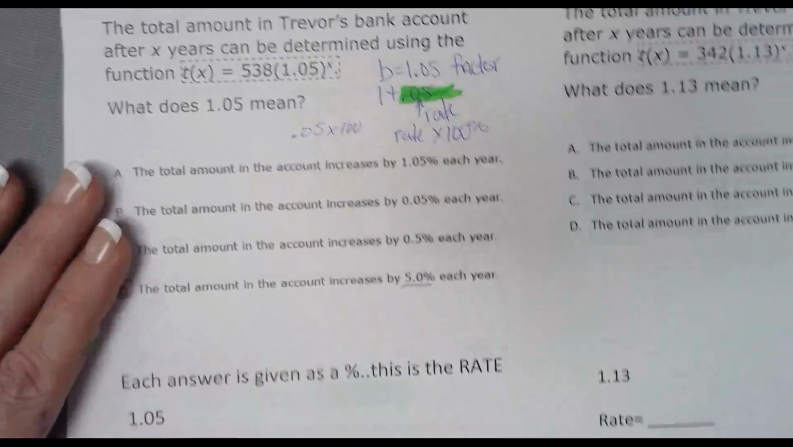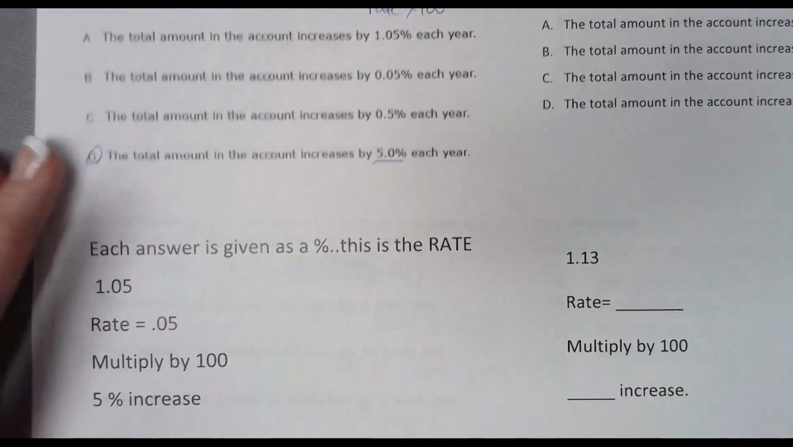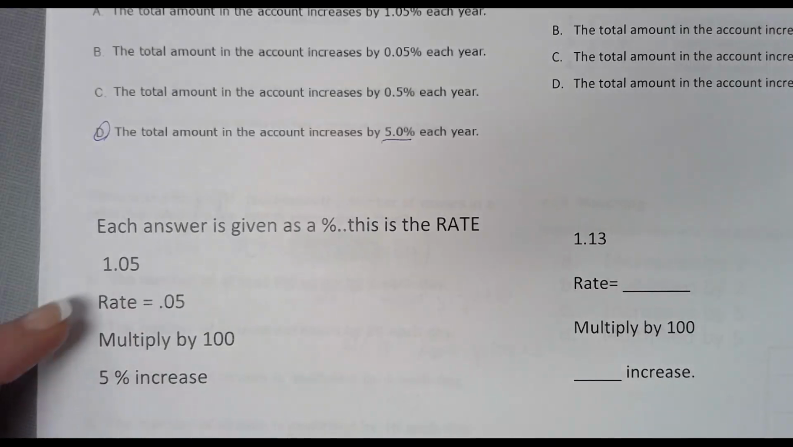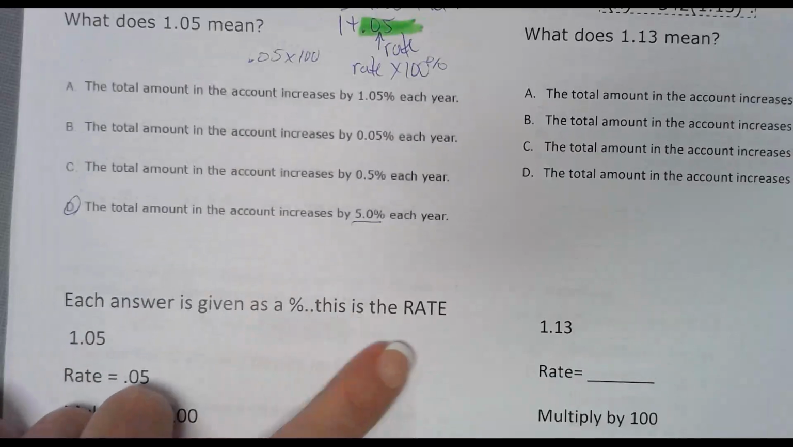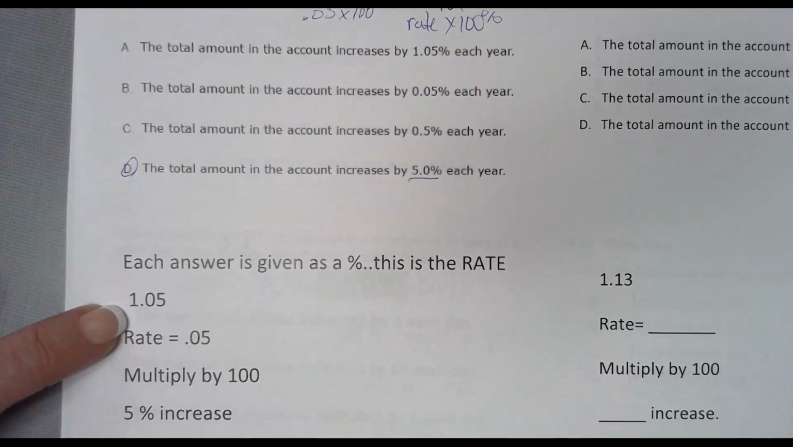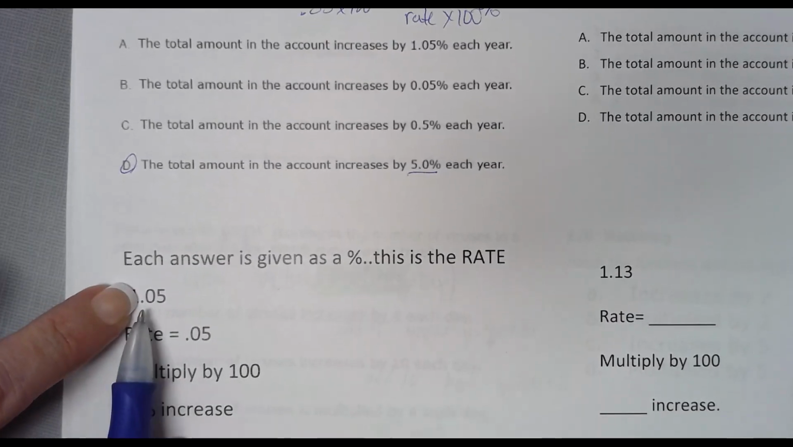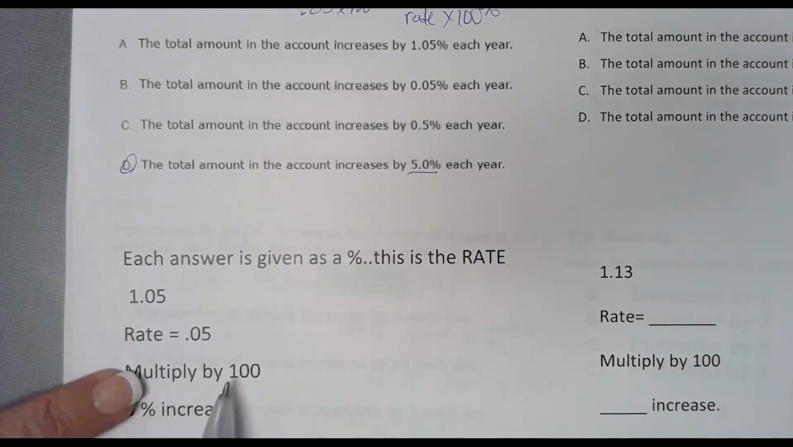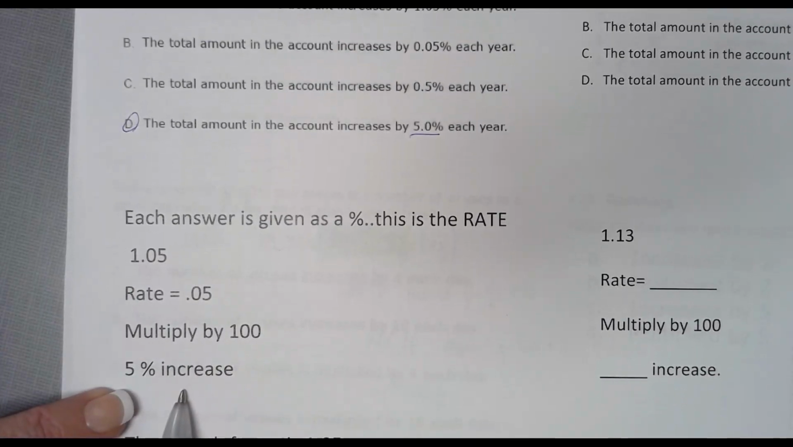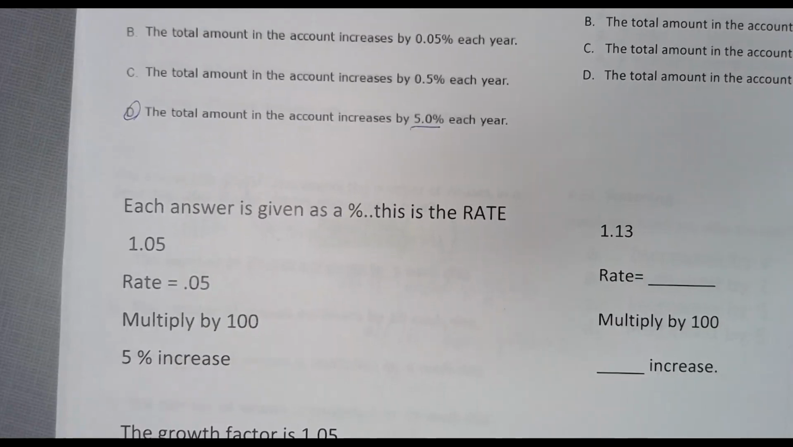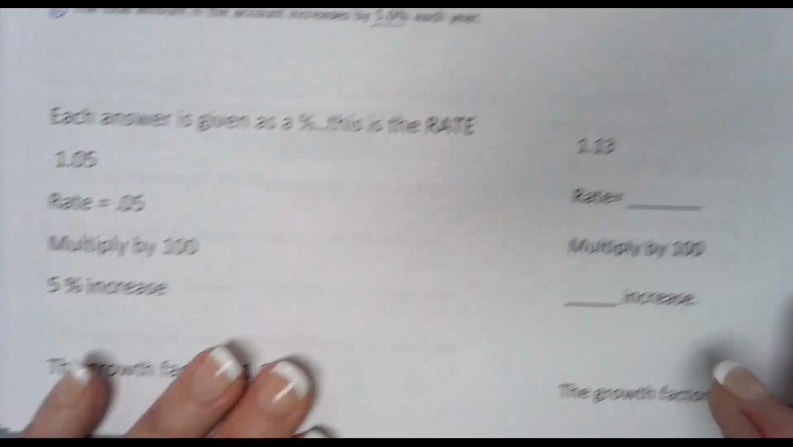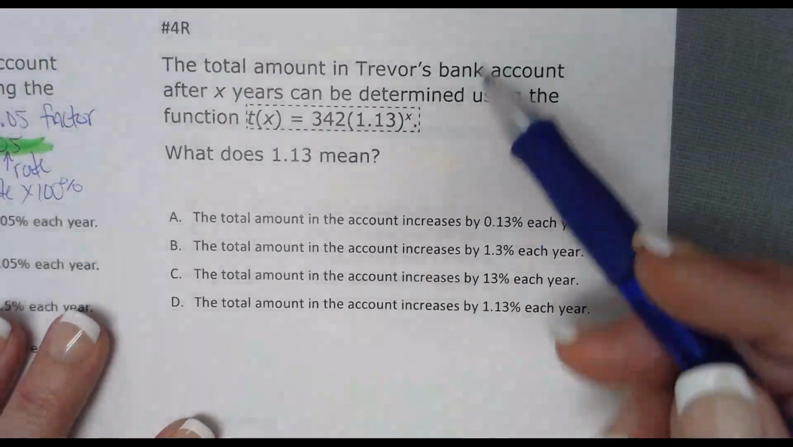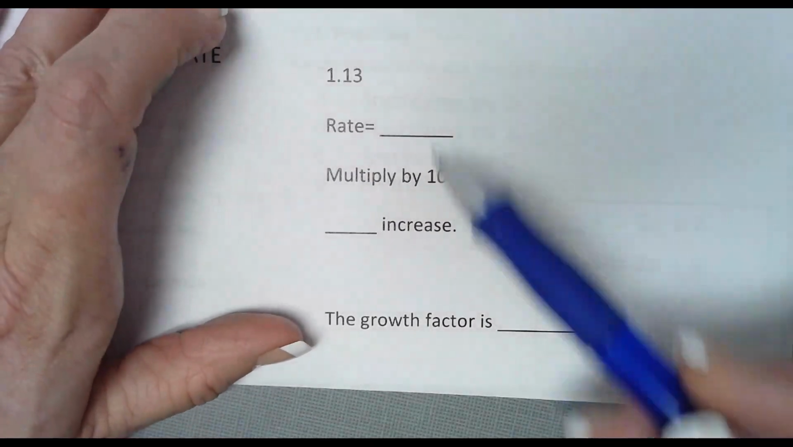Okay? Now I've gone a little step further here for us to fill out some stuff. Notice each answer is given as a percent. This is the rate. So I've broken it down for you. Here is your 1.05. If you cover up and just take this part, that's your rate. Multiply by 100 and you get a 5% increase. And remember, the 1.05 is your growth factor, okay? So you have to do the same thing here, and then you're going to fill in the blanks for it here.